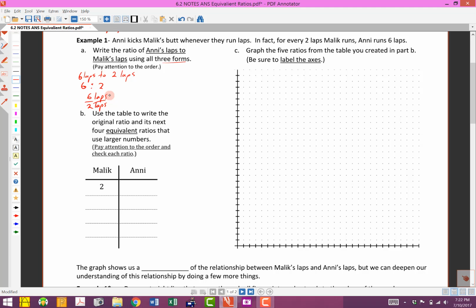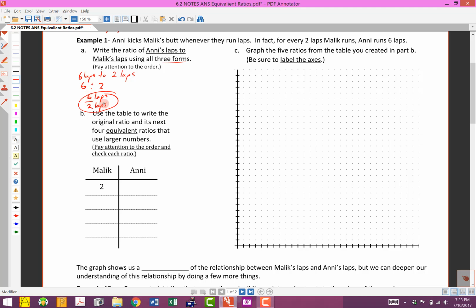All right. So we're going to leave it like that. We've written it in all 3 different forms. And when we said pay attention to the order, what we mean is it says Annie's laps to Malik's laps. So you'll notice that we've got Malik mentioned first here and Annie mentioned second here. That's totally okay. When we're describing this ratio, it says Annie's laps to Malik's laps. So those have got to go first.